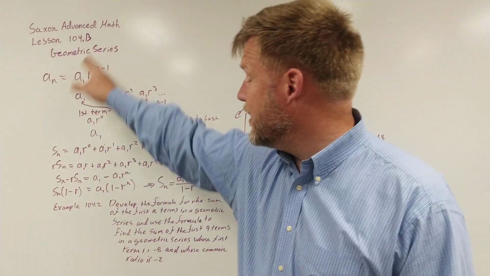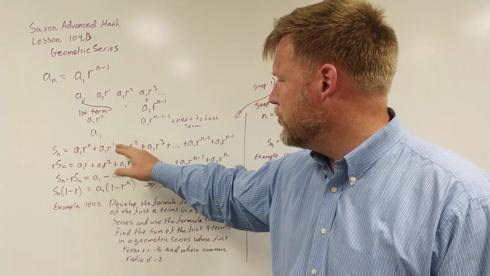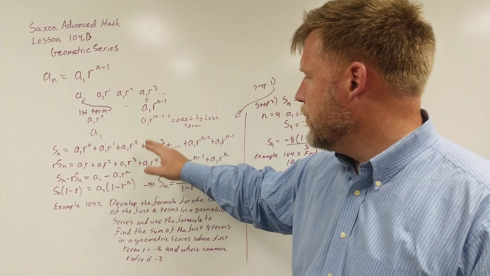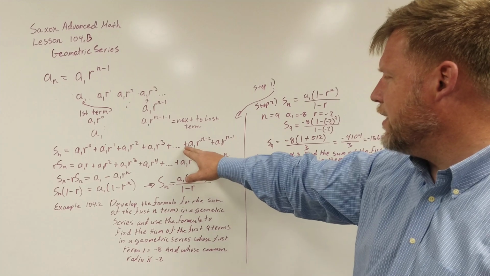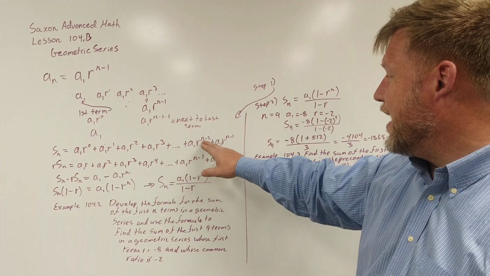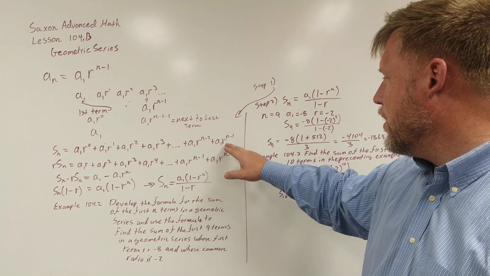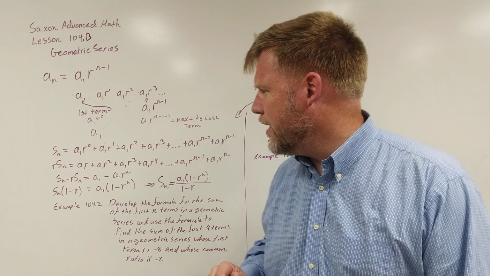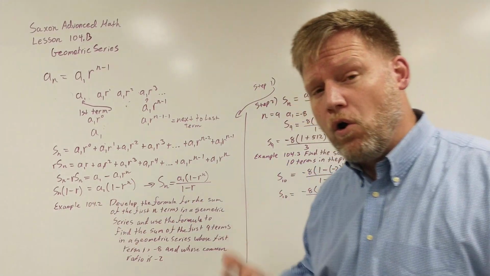A series in geometric would be a1 r^0 plus a1 r^1 plus a1 r^2, a1 r^3, and so we would go on, and really what we're saying is the second to the last term is a1 r^(n-2), and the last term is a1 r^(n-1). Now, what if we went ahead and said, I want to multiply both sides of this by r?